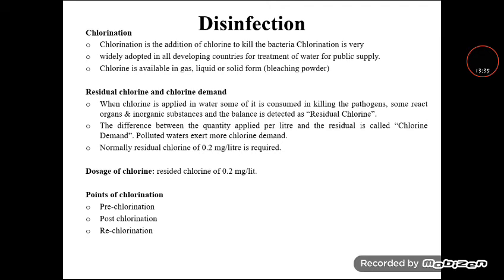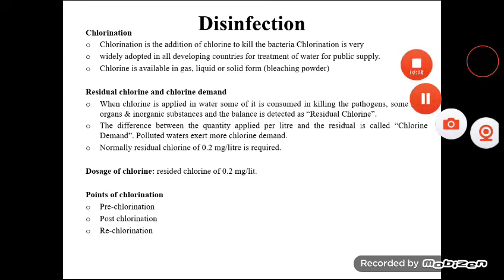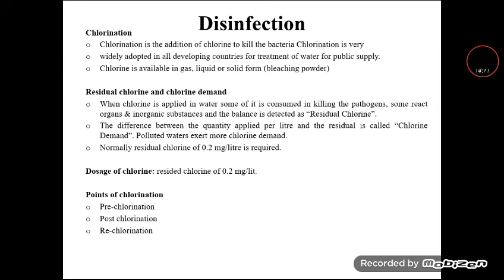Okay, next one is rechlorination. Rechlorination is used in a long distribution system. If the length is very long, then the residual chlorine may render the water unsafe. So at that point we have to apply the chlorine again, and the water is rechlorinated. Chlorine is added again near the treatment point. Normally pre-chlorination is done for water which is heavily polluted.